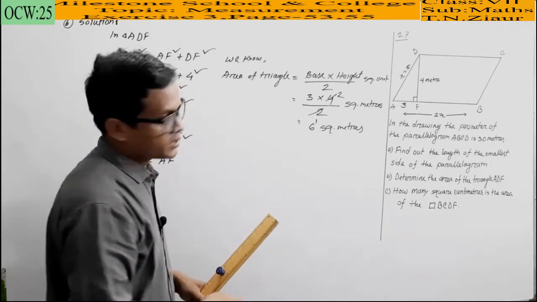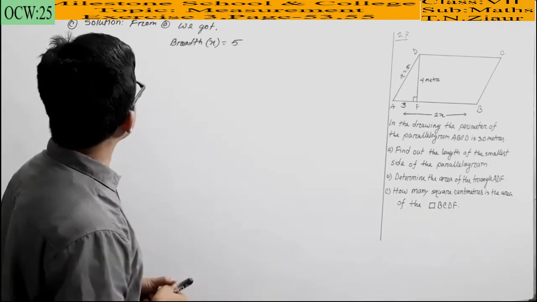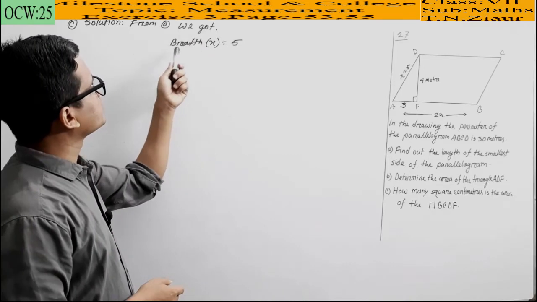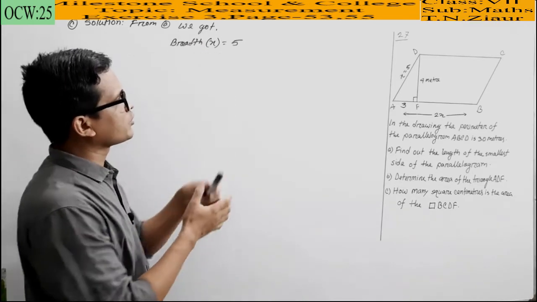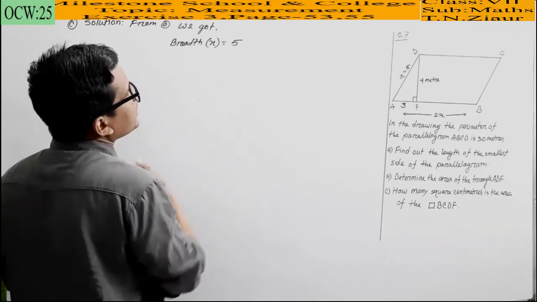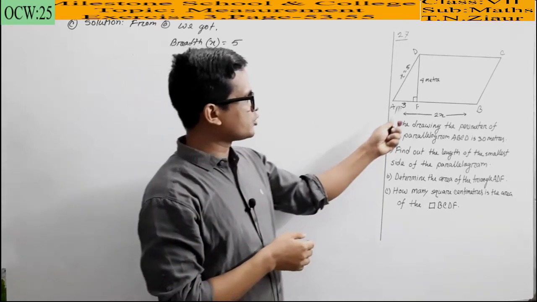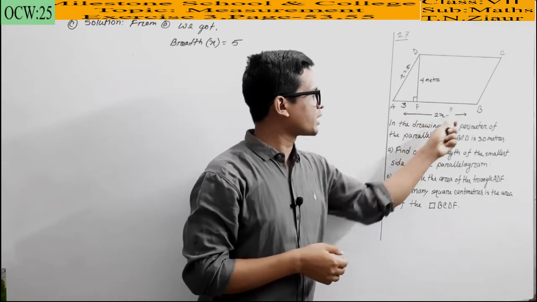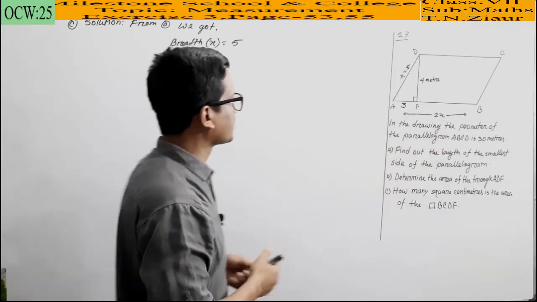Okay, now we'll solve part C. From part A, we got the breadth, x is equal to 5. So breadth x is equal to 5 here. So we can find out easily. The length or base of the parallelogram is 2x, right?